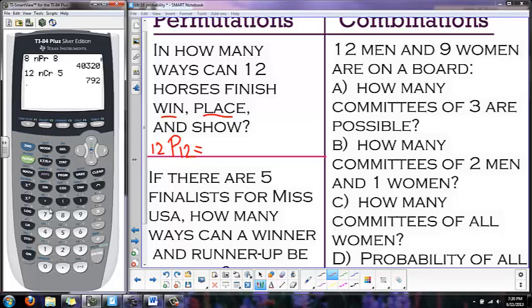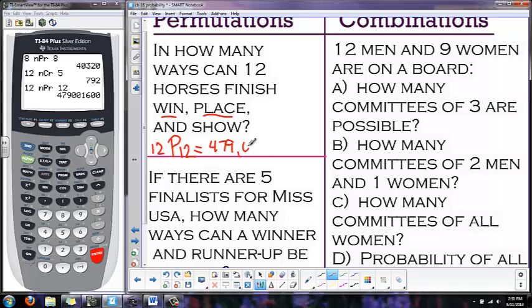So we're going to do 12, math, permutation, and another 12. Hit enter. Oh my goodness. That's 479,001,600 different ways that 12 horses can place in a show, which is kind of cool actually when you think about it.